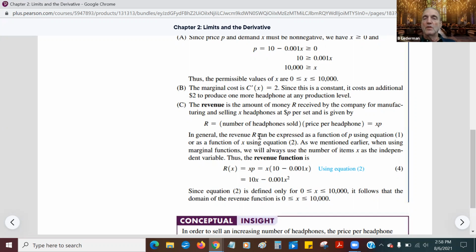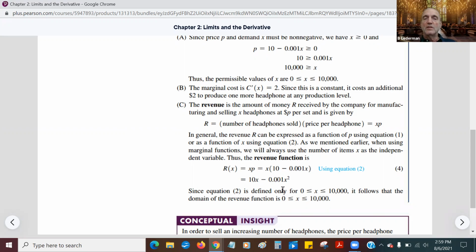And in general, the revenue can be expressed as a function of X using equation 1, and I get R of X equals XP, which is X times (10 minus 0.001X), because we figured out that P is equal to 10 minus 0.001X. We did that before by solving for P. And if I multiply this all out, I get 10X minus 0.001X squared.